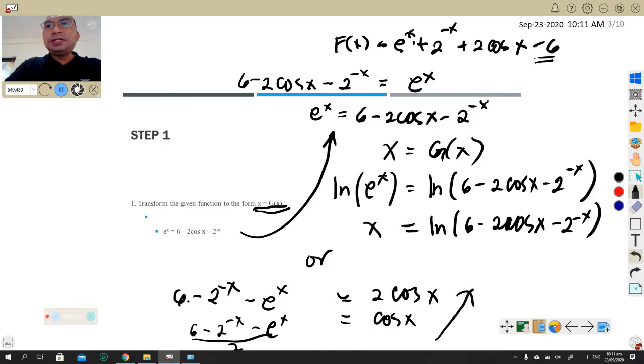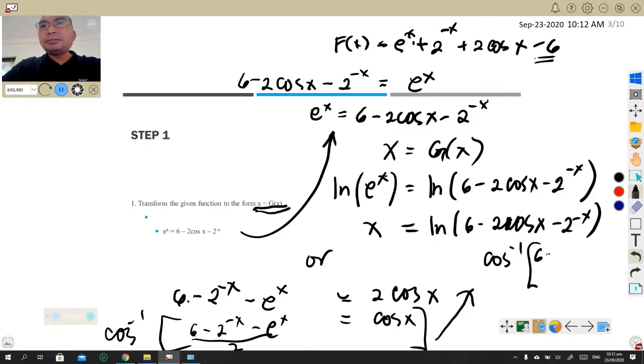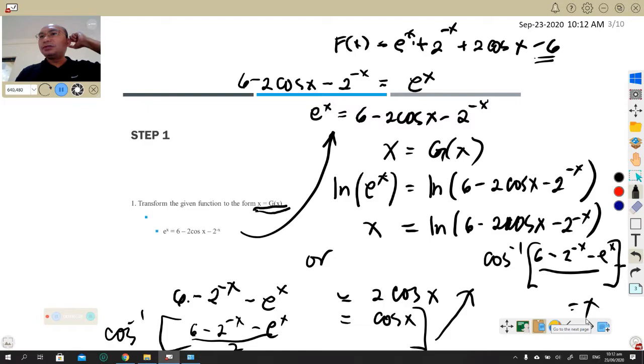Or simply, how do we get the value of x? We will get the arc cosine of both sides. That will give us arc cosine of 6 minus 2 raised to negative x minus e raised to x, all over 2, is equal to x. So that is the value of our x.